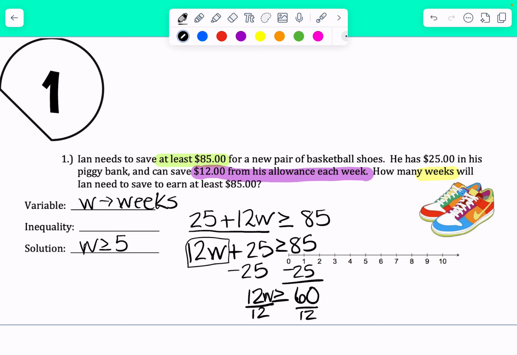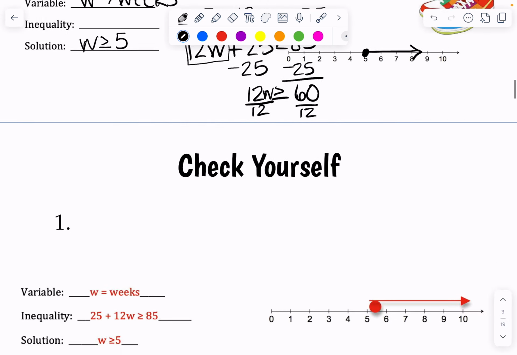Okay, let's go back to what we knew that our variable was representing. W is standing for weeks. So what this means is it's going to take him at least 5 weeks to raise that money and save that money. So we would have a closed circle at 5, arrow to our right.